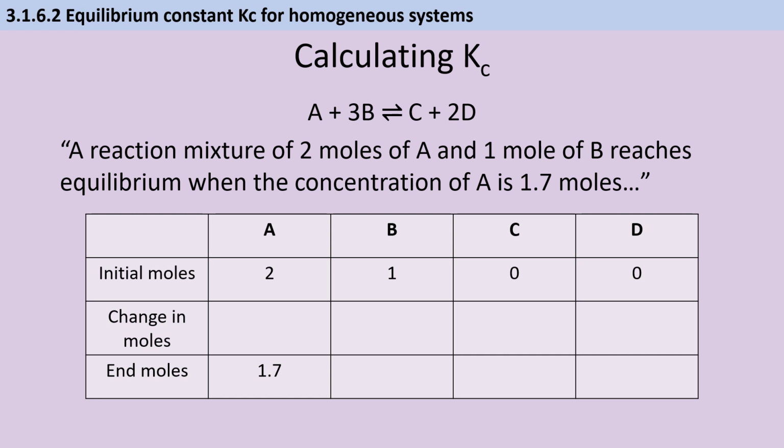So if I look at A, I can see that A has decreased by 0.3. And then I can use the coefficients in the equation to tell me how much everything else has changed by. And that will allow me to work out the final moles of all of the different substances. I then need to take that data and go on to calculate concentration for each one.